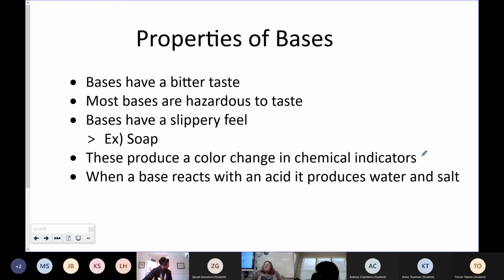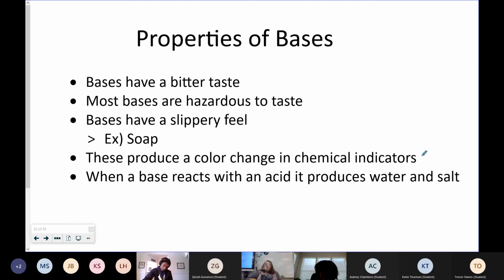Bases are going to have a slippery feel. So like soap is slightly basic. Or if you've ever cleaned the sink or cleaned the bathroom and you use Mr. Clean or Grease Lightning or something like that, a lot of times it may leave an oily feel on your hands, kind of a residue. That's because it is very basic.